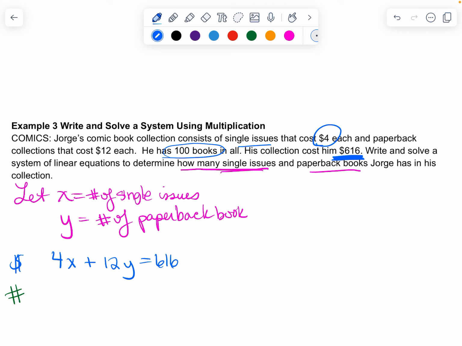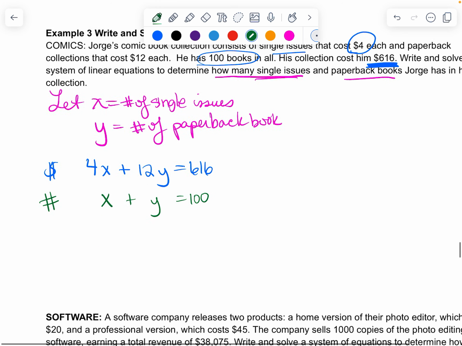Now, our second equation deals with the number of them. Do we know how many paperbacks we have? Do we know how many single issues? No, that's what we're trying to find. So I know the number of single issues plus the number of paperback books, when I add them together, come out to 100. But I don't know how much each of them are. So there we have it. We have a system of equations, and now we need to solve this.